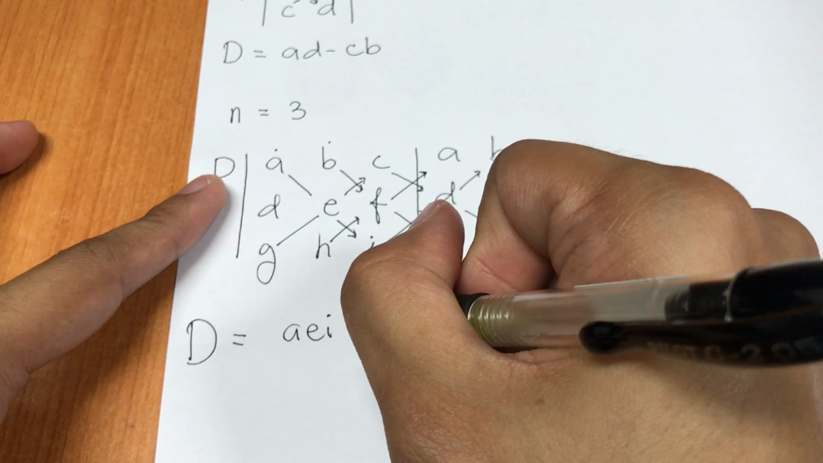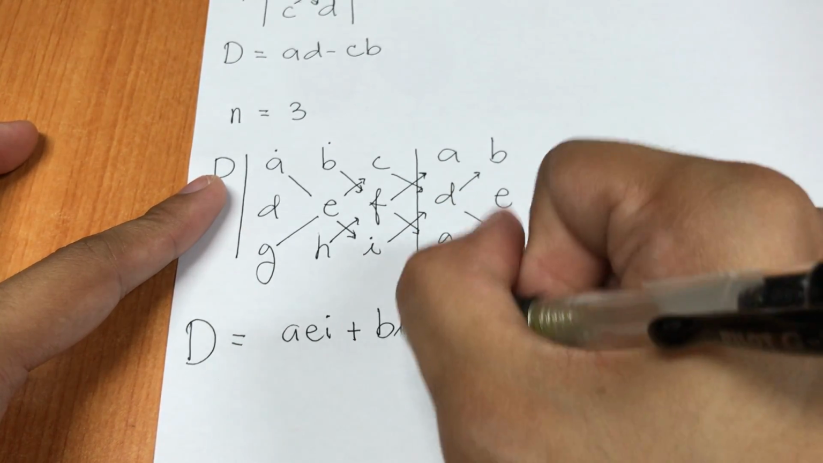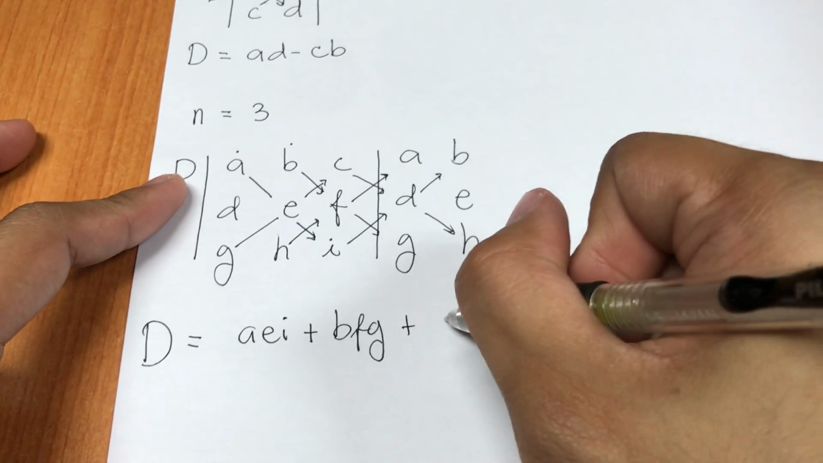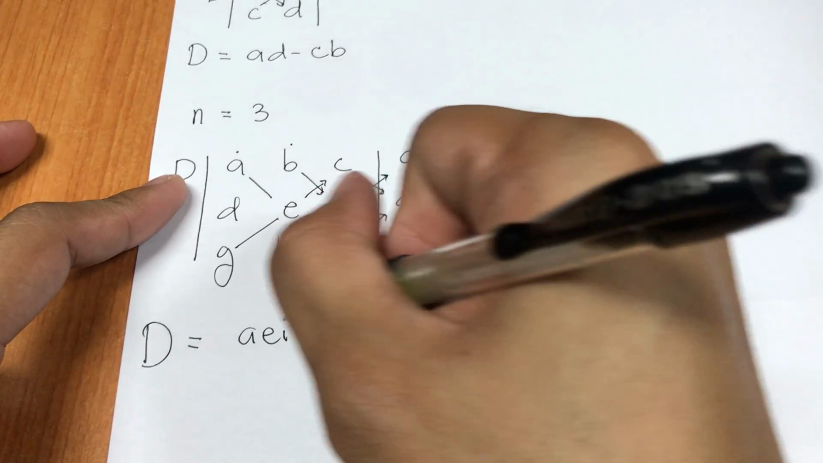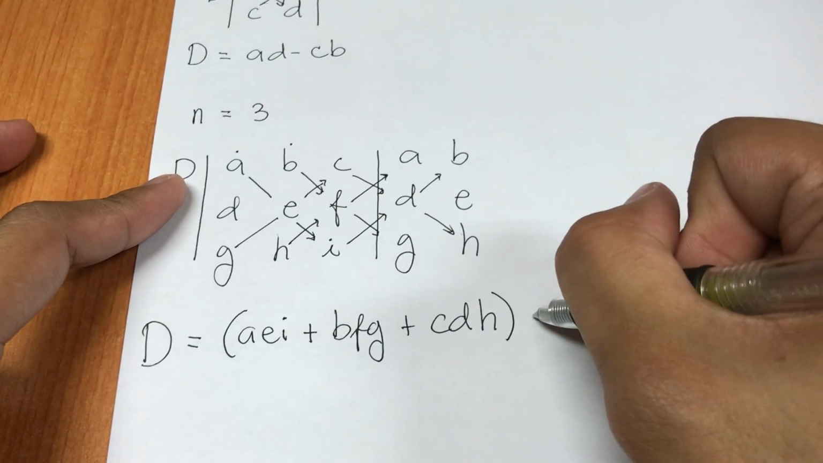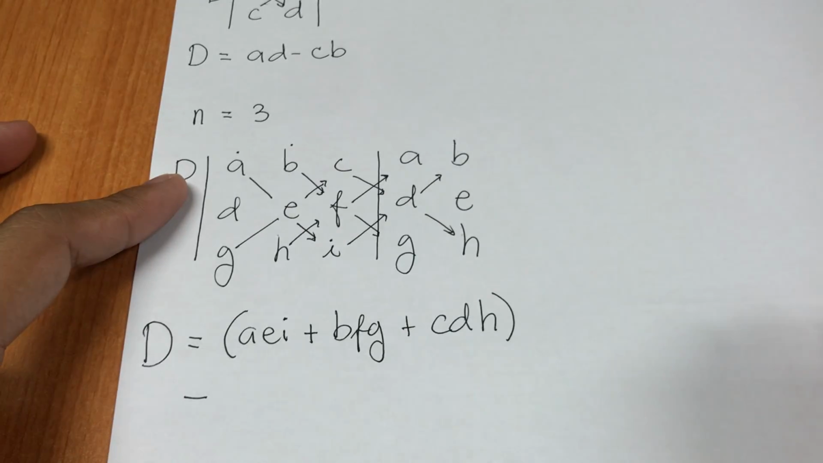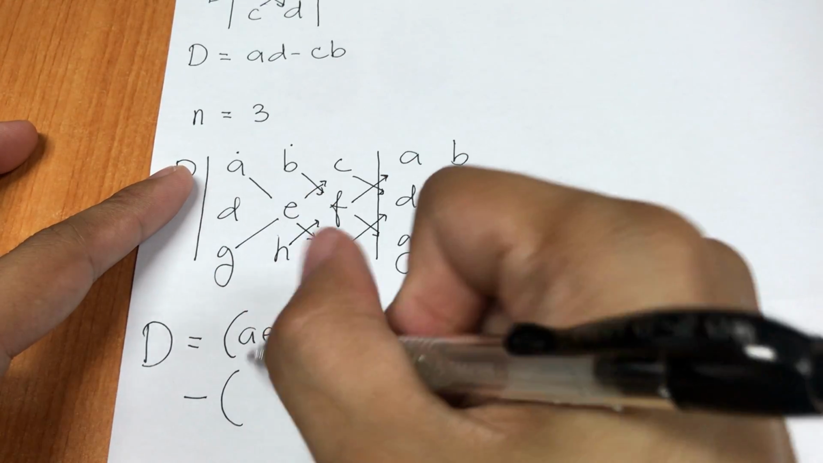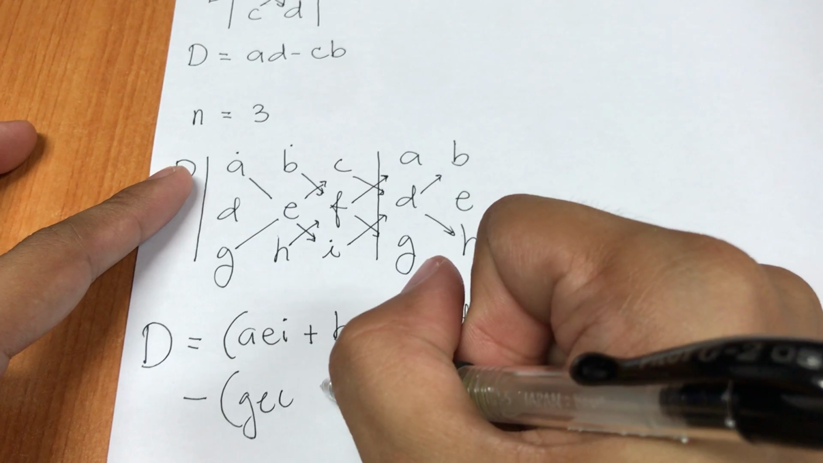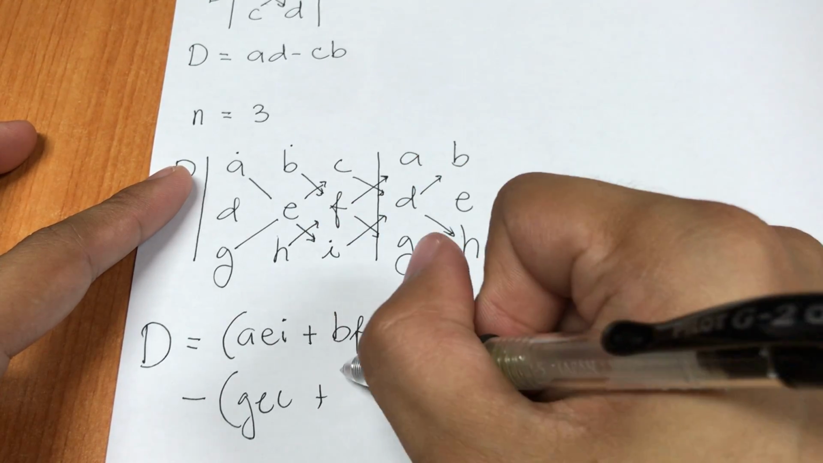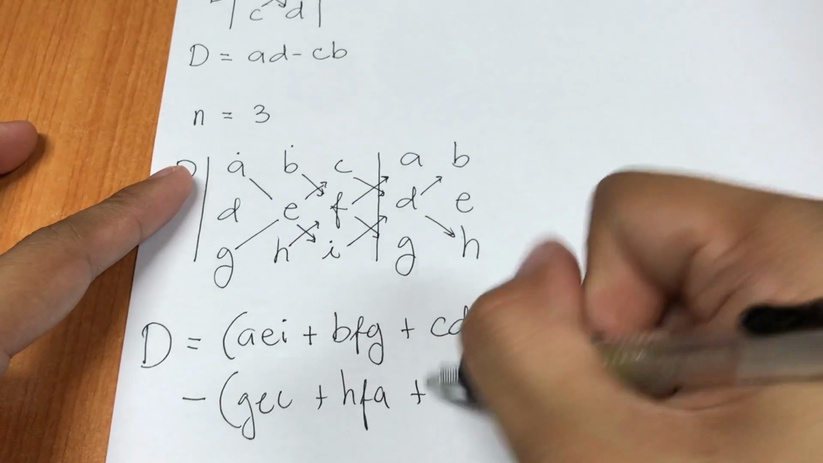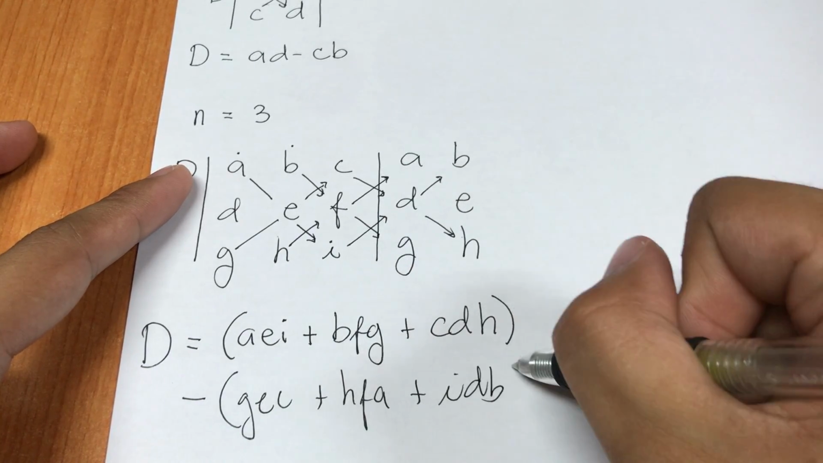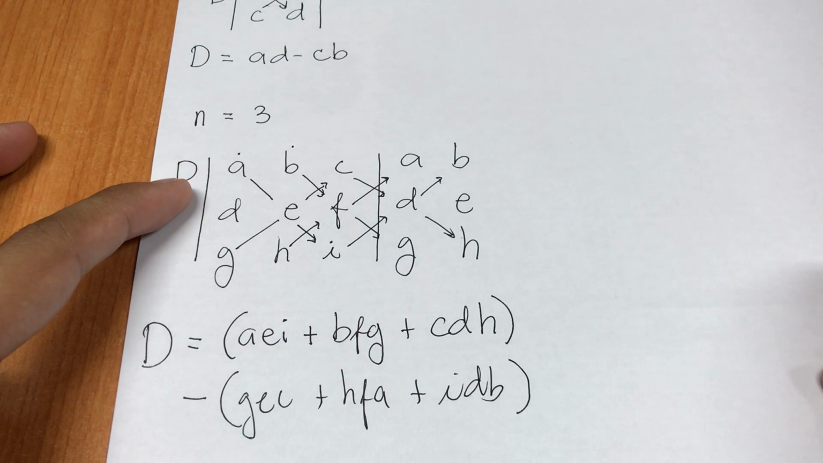Okay, so to simplify, the determinant is equal to A, E, I plus B, F, G plus C, D, H, minus, no? But is there something we might forget? Minus quantity G, E, C plus H, F, A plus I, D, B. So, that is our determinant.